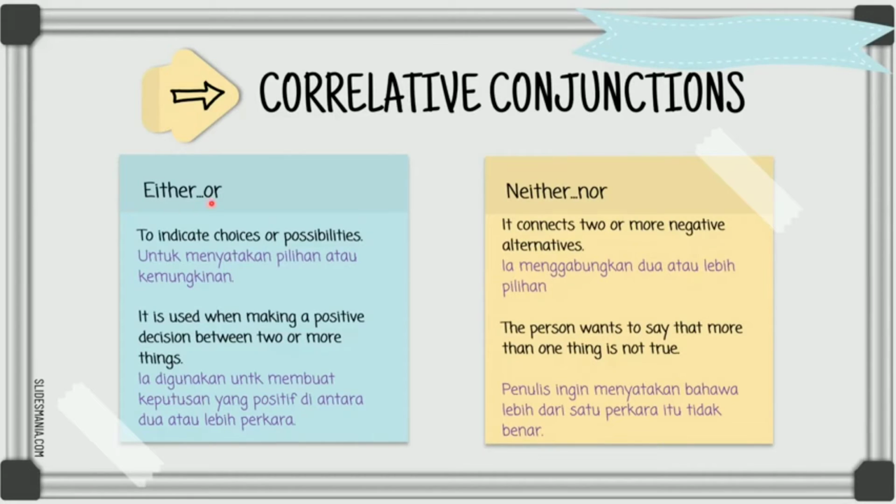Let's look at either or. It is used to indicate choices or possibilities. It is also used when making a positive decision between two or more things. For neither nor, it connects two or more negative alternatives, or the person wants to say that more than one thing is not true. Let's look at either or first.